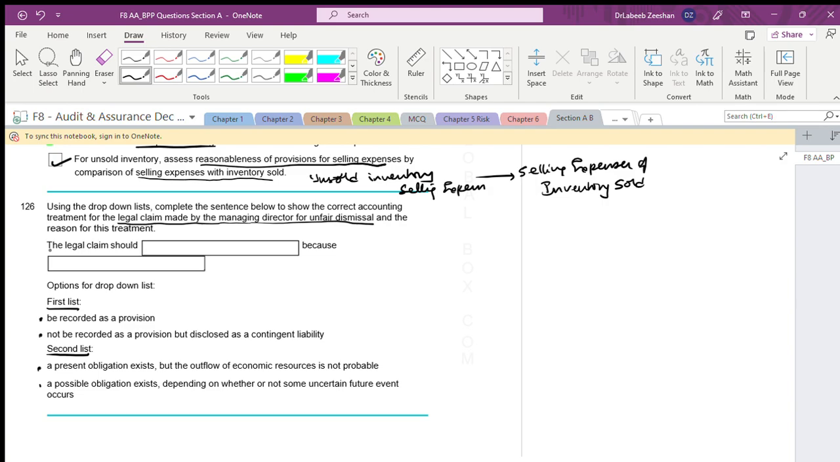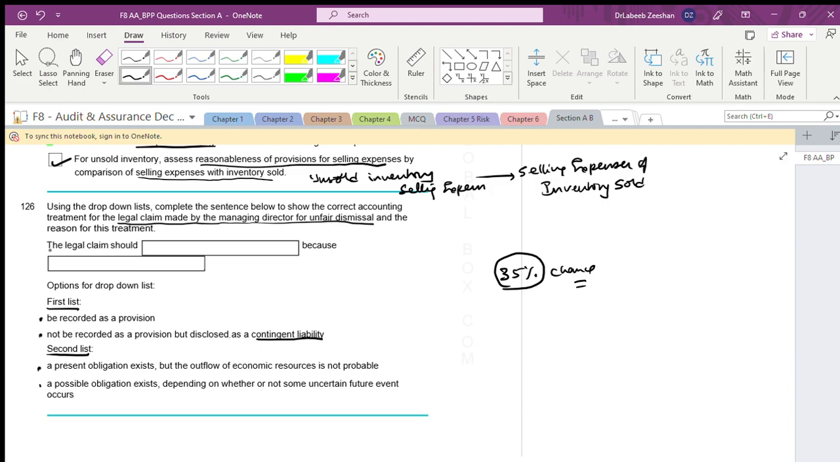They say the probability will be how much? It is only a 35% chance. The 35% means we cannot record. They may be successful, they may not be successful. Should the legal claim be recorded as a provision, or not be recorded as a provision but disclosed as a contingent liability?